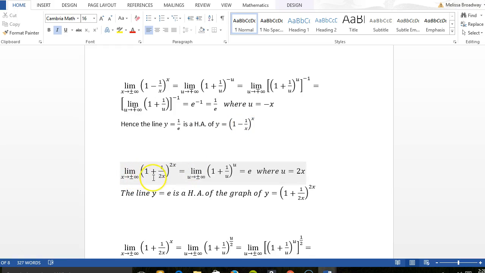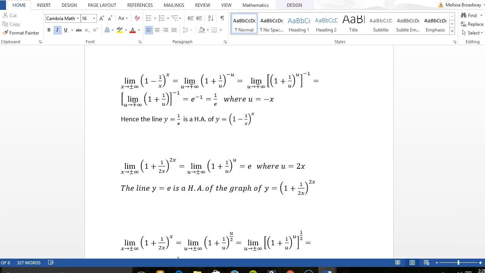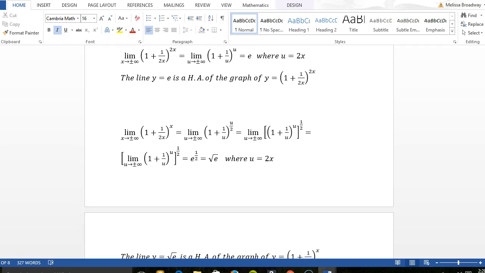And again, if I go back to the drawing board, except instead of my pretty x's, I've got 2 x's. Doesn't matter, let u equal 2x. And if x goes to either infinity, u is going to go to that same infinity, and I just get e. Okay? And so, again, y equals e is the horizontal asymptote. And going down here, I need to watch my time.